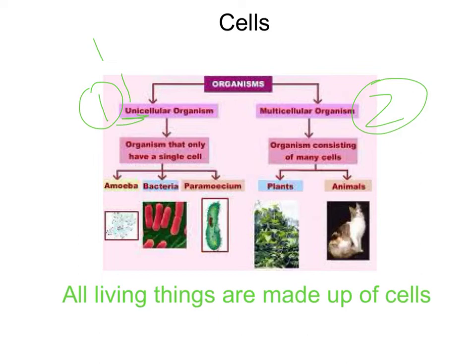So remember, all living things have cells. They're all made up of cells. But there are unicellular living things which have only one cell. The bacteria would be an example. But most of the things that we see in our everyday life would be multicellular. These have many billions of cells. So for example, your plants and your animals.